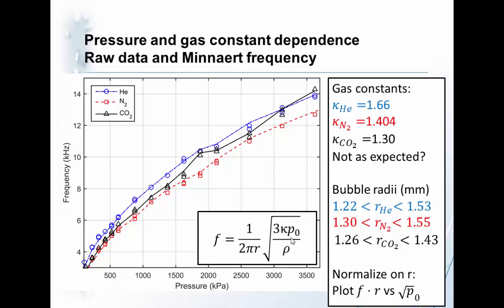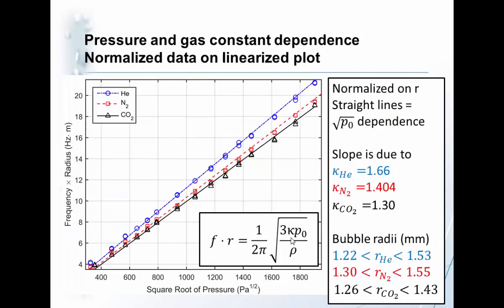So we choose to normalize on the bubble radius. It's varying a little bit, as we can see here, between the bubbles. But if we normalize and plot the frequency times radius on this axis, and the square root of pressure on this axis, we will see that the data and the theoretical lines align very well. And also we can see that the gas constant gives the difference in slope between the three lines, and the straight line behavior for each of these is due to the square root dependence of the Minnaert frequency formula here.